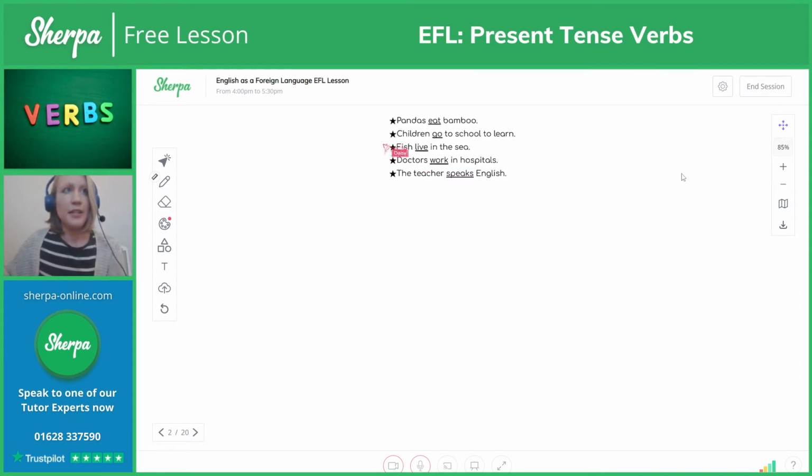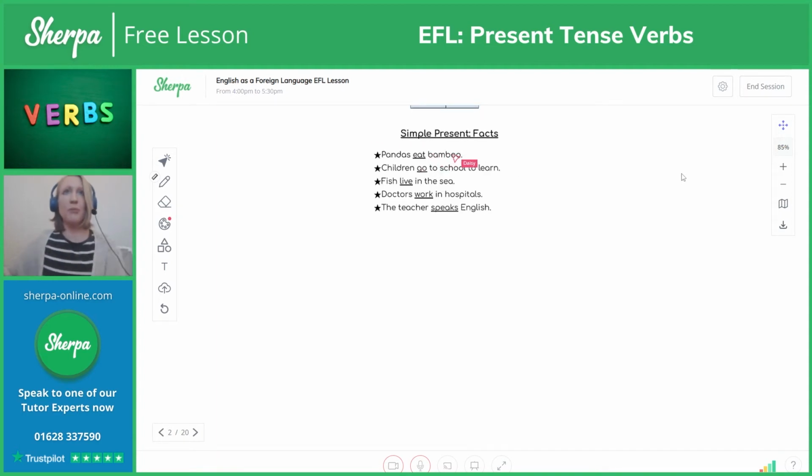And lastly, the teacher speaks English. Speaks is a verb in the simple present tense. And because it's the teacher, it's he, she, or it, we add S, speaks. The teacher speaks English. Okay, so we use the simple present to talk about facts.